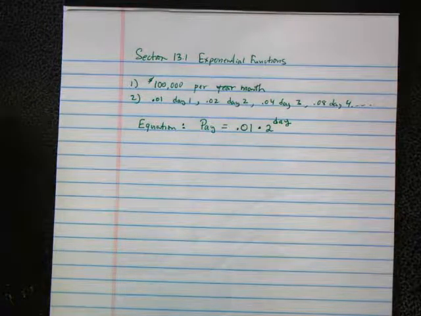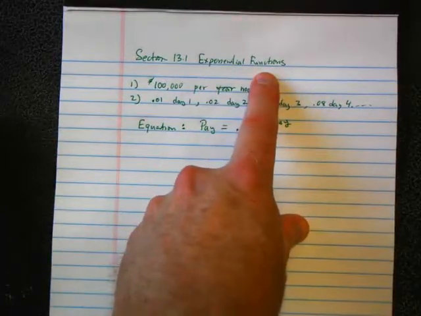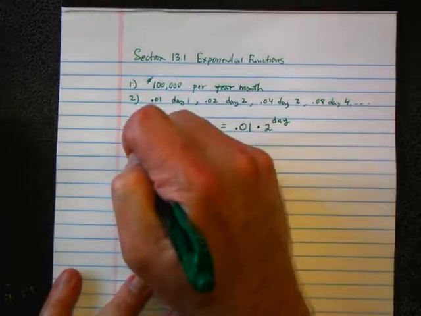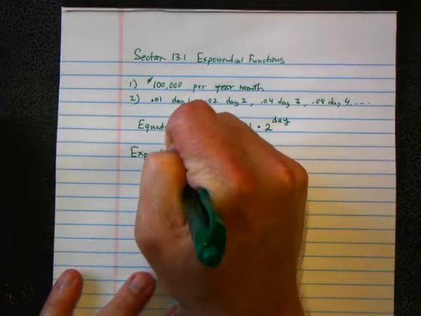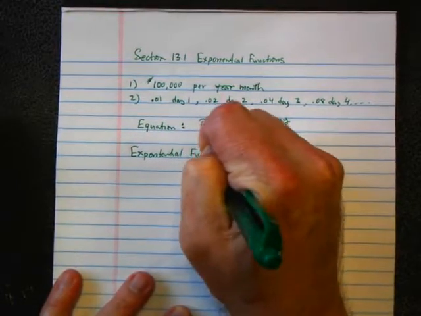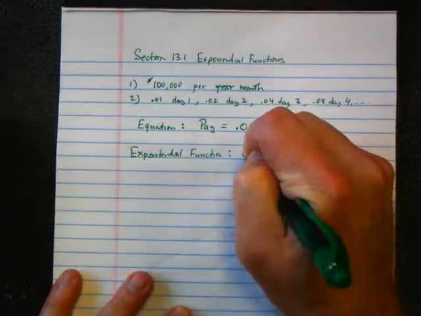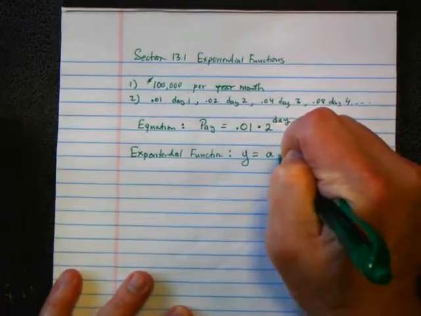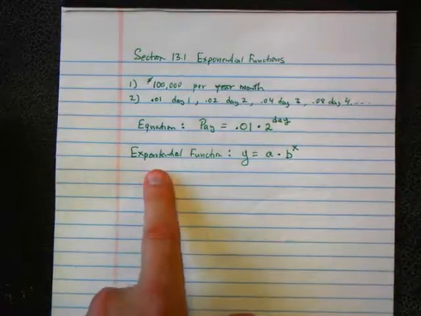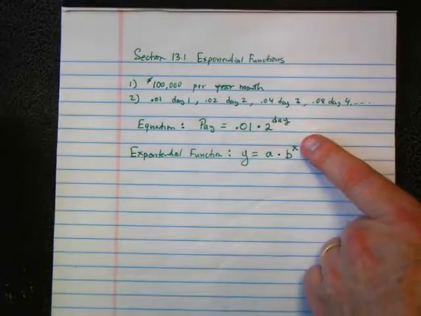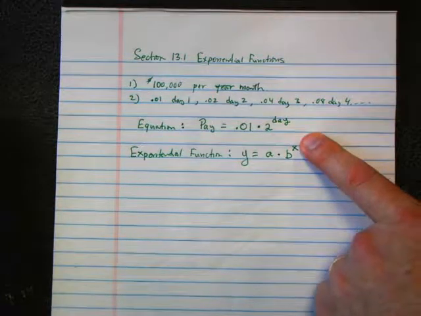All right, so this is a wonderful example of what we call an exponential function. Y equals A times B to the x. It's called exponential because your variable is up here in the exponent. Okay, those are called exponential.